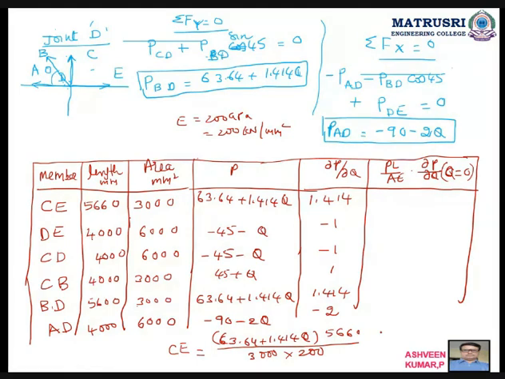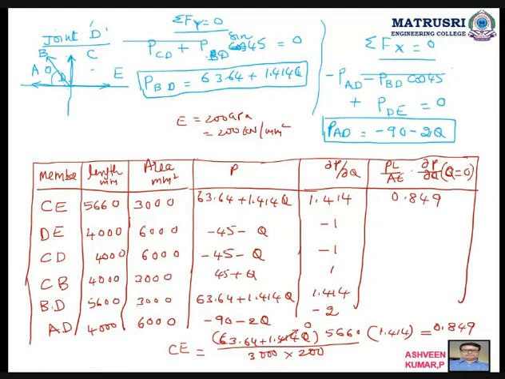Now dou P by dou Q. So PL by E I written here, PL by AE into dou P by dou Q. Dou P by dou Q is how much? 1.414. Q tends to 0 means this will become 0. So you multiply and divide, you will get here 0.849. So I am writing here 0.849. Similarly, what you will do now?